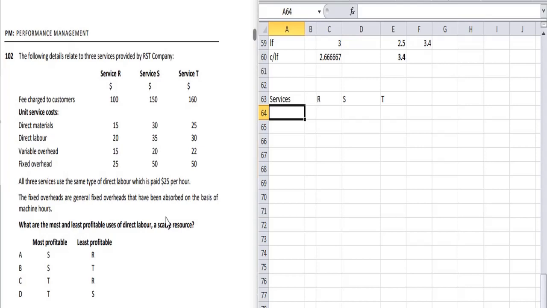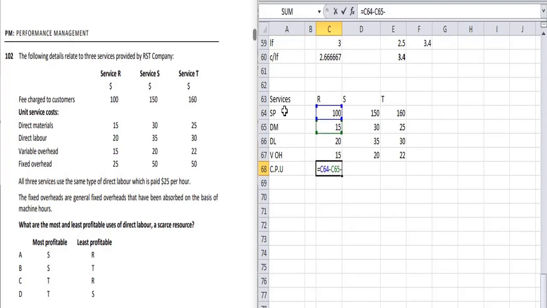machine's hour. Okay. So first of all, selling price we can say for the R is 100, 150 for S and 160 for T. So first of all, we need to find out contribution per service. Okay. So direct material is 15, 30, 25. Direct labor is 20, 35, 30. Variable overhead is 15, 20, 22. So now contribution per unit, I'm writing in the shortcut. So it will be subtract all the variable cost from selling price. So it's 50.